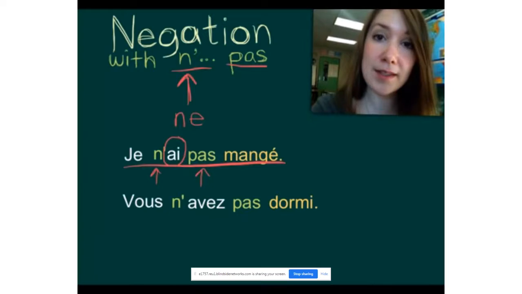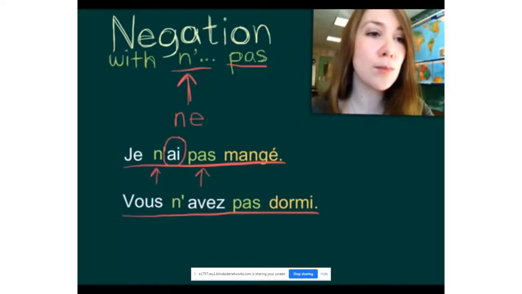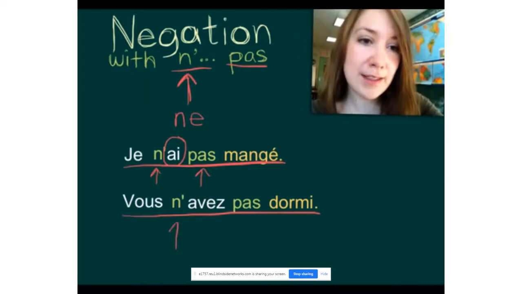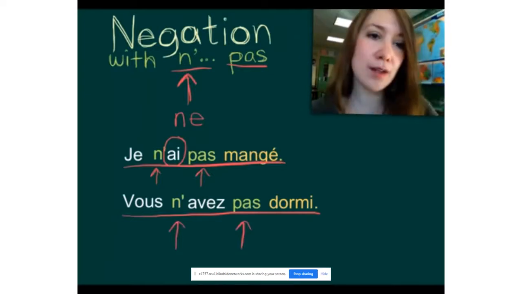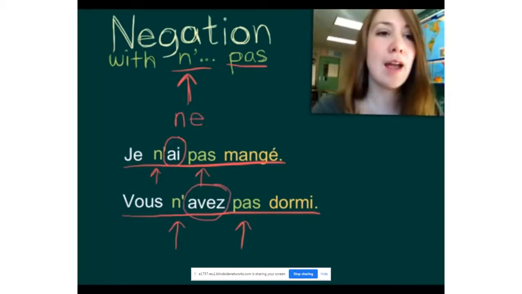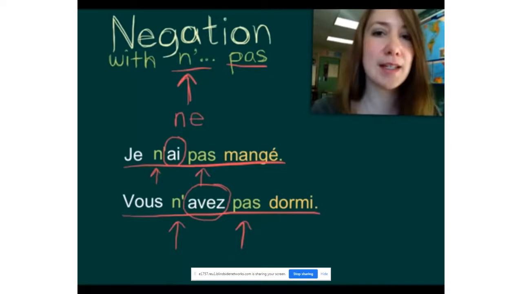And let's look at the second example. Vous n'avez pas dormi. You have not slept. So the ne and the pas go around the verb, and then the rest of the order of the sentence stays the same. So vous n'avez pas dormi. You have not slept.